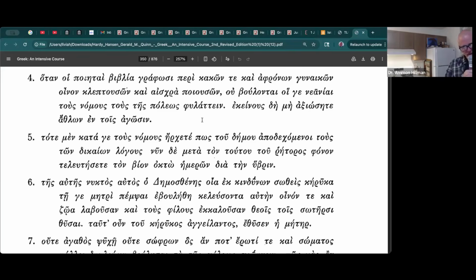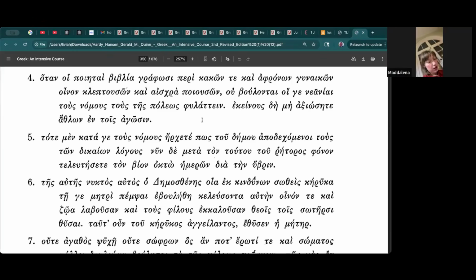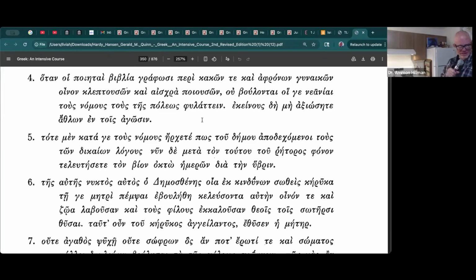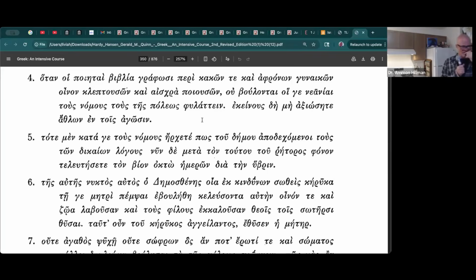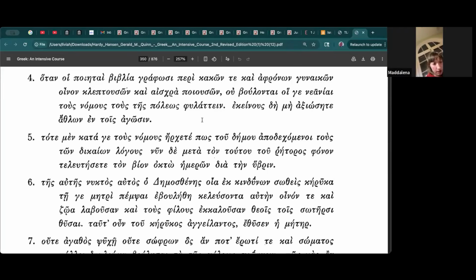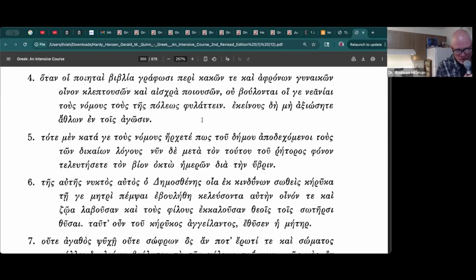The citizen, nomous. Remember what nomous is? Oh, the law. Good. The laws, plural, of the city. Whenever the poets write books about evil and foolish women who steal wine and do shameful things, the young do not want to follow the laws of the city. That's just the way it works. You write those books, and the young don't want to follow the laws of the city.